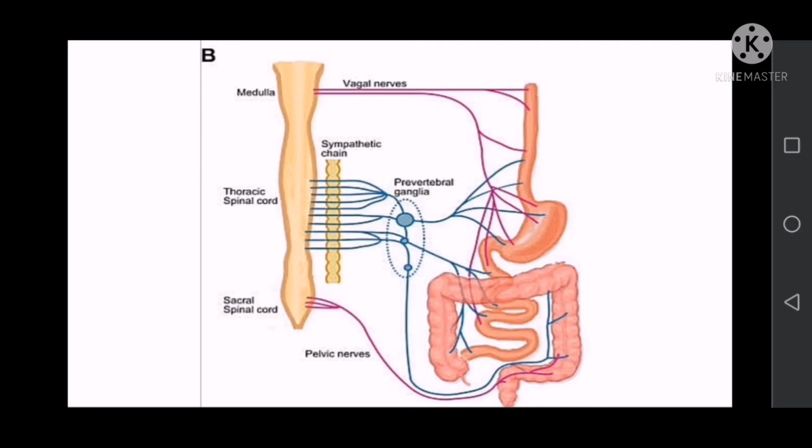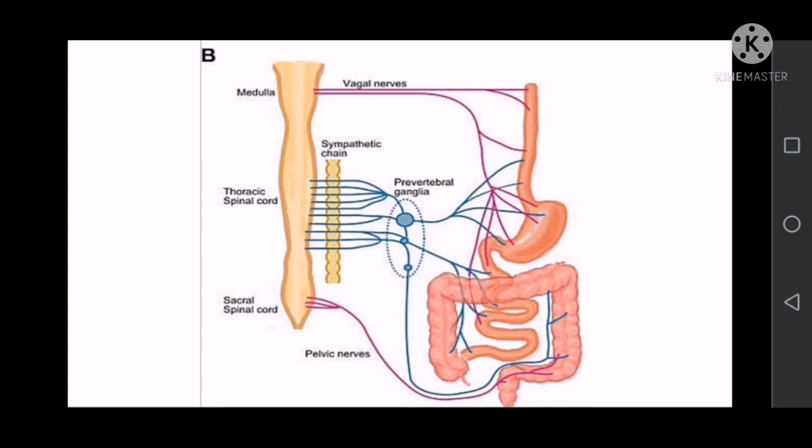The third kind of reflex is reflexes from the gut to the spinal cord or brainstem and then back to the gut. Within this category, there are two types of reflexes. Reflexes which arise from the stomach and the duodenum, and they go to the spinal cord and brainstem, and from the brainstem, they come back to the stomach and duodenum through the vagus nerve.